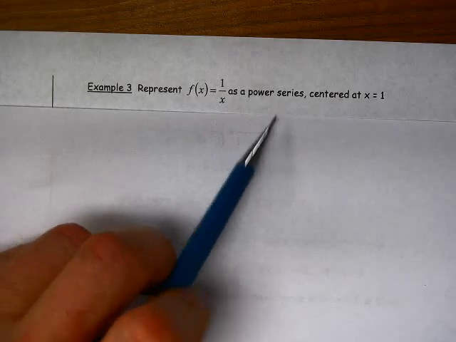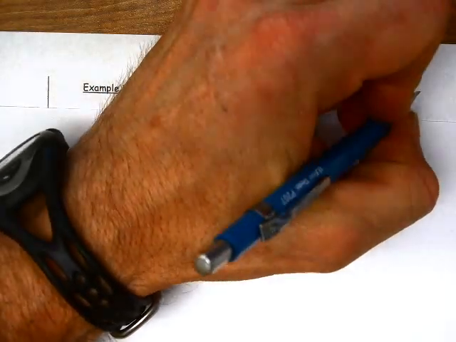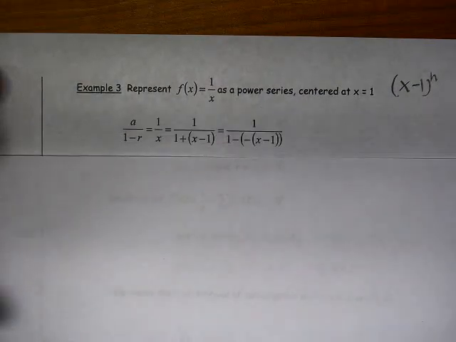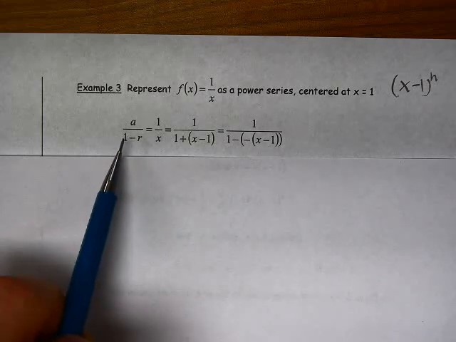Our third example, we want to represent 1 over x as a power series. We want to center it at x equals 1 this time, so we know that we're going to need powers of x minus 1. All right, so we start off with this form. This is what we're aiming for, a over 1 minus r.